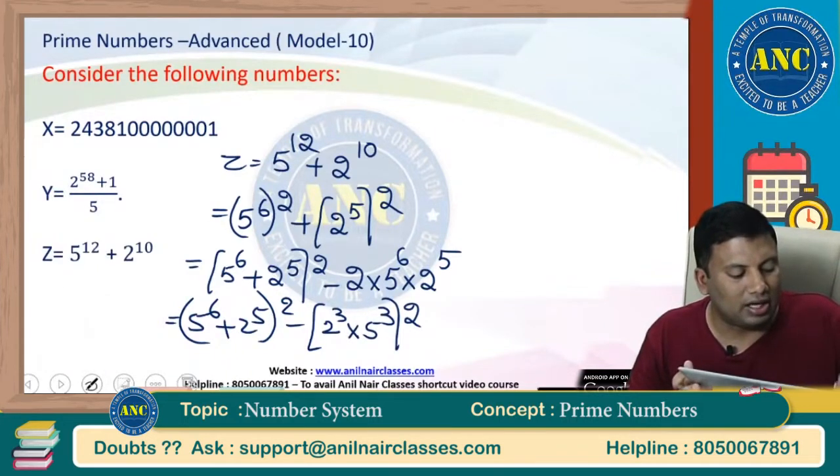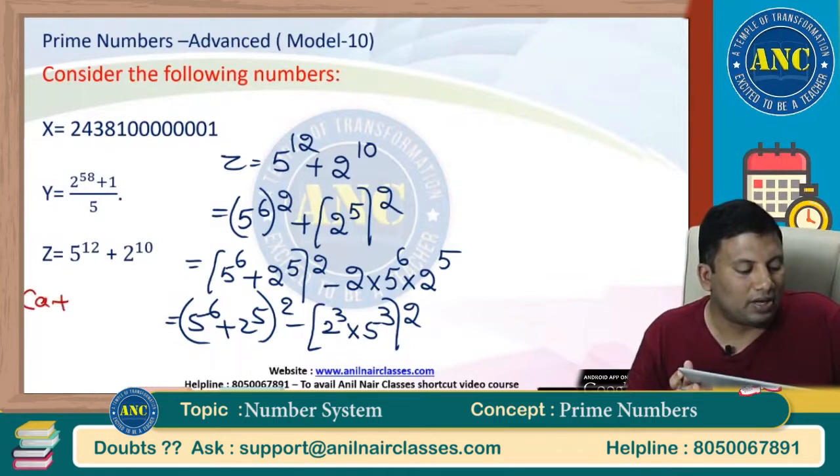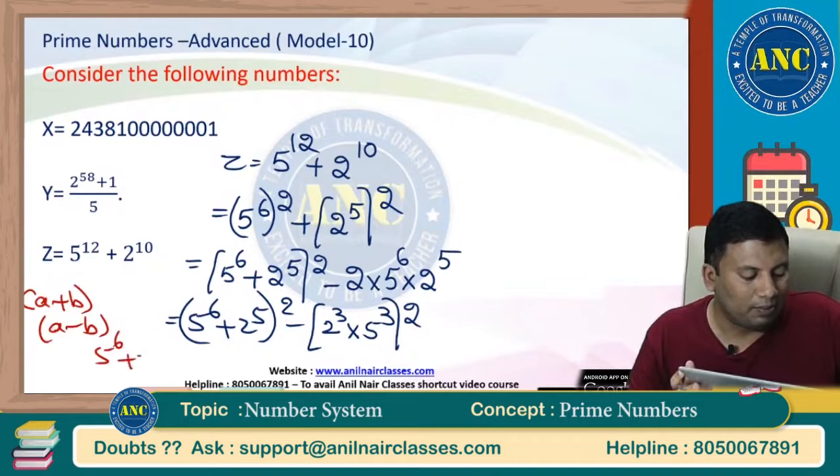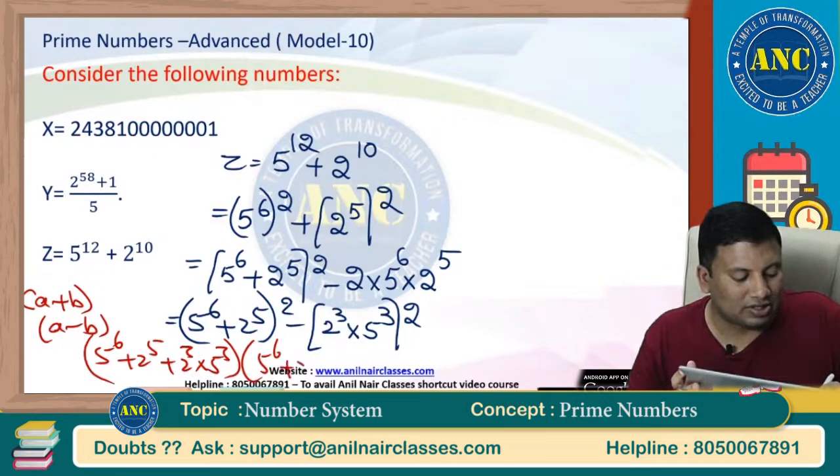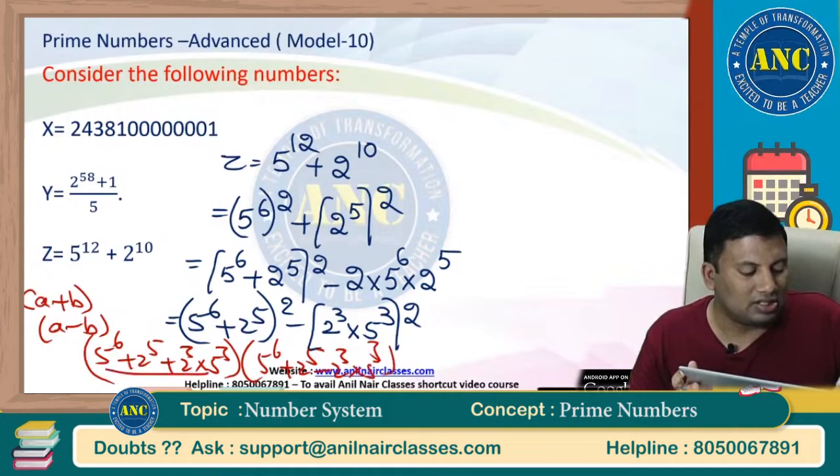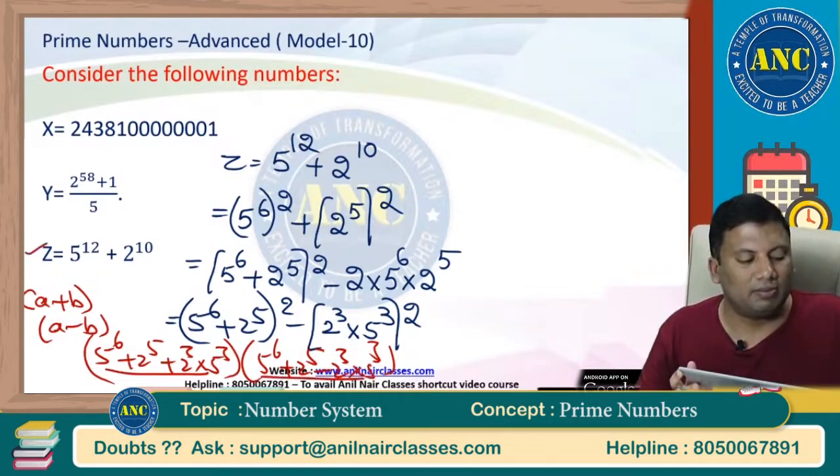A square minus b square is (a plus b) into (a minus b). None of them is giving you 1, neither 5 power 6 plus 2 power 5 plus 2 cube into 5 cube, nor 5 power 6 plus 2 power 5 minus 2 cube into 5 cube.